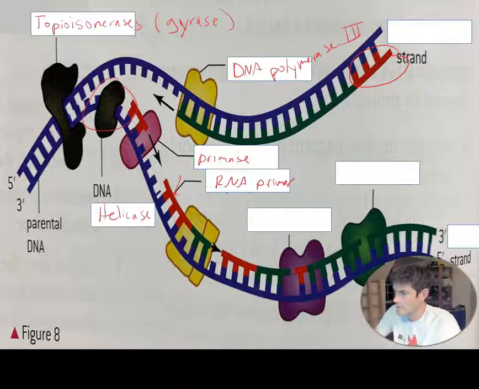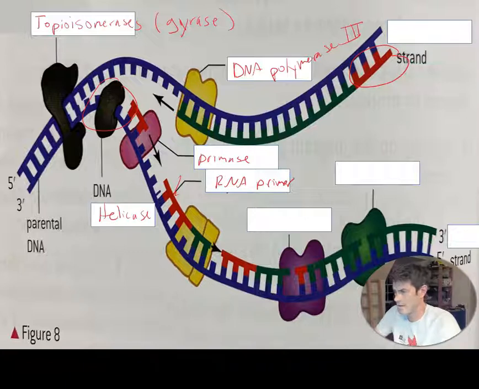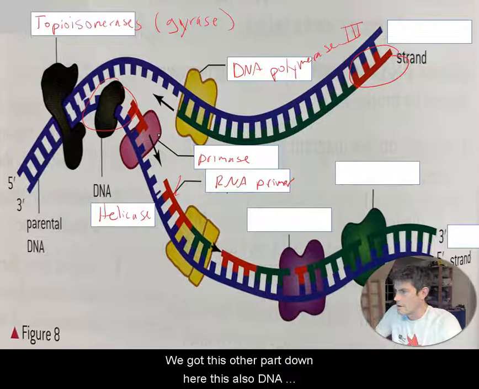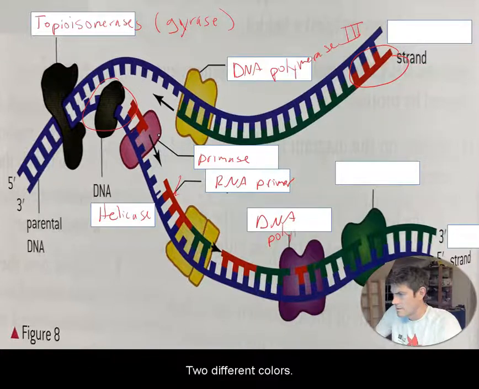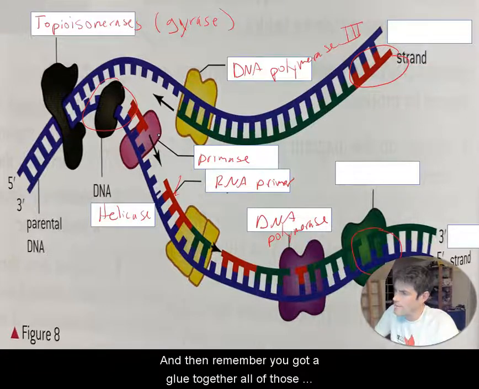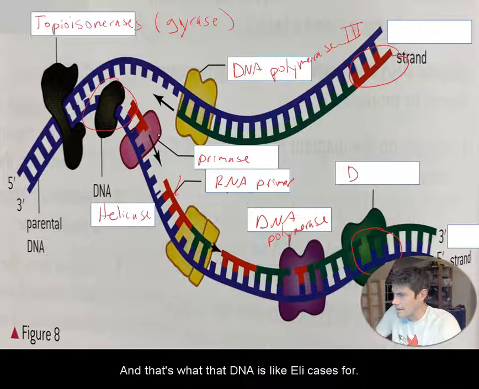Remember, that's DNA polymerase 3. So remember, DNA polymerase 3, that's kind of the main person there. And let's see. We got this other part down here, this is also DNA polymerase, and it's kind of confusing because they're two different colors. And then remember, you have to glue together all of those little strands, and that's what that DNA ligase is for.